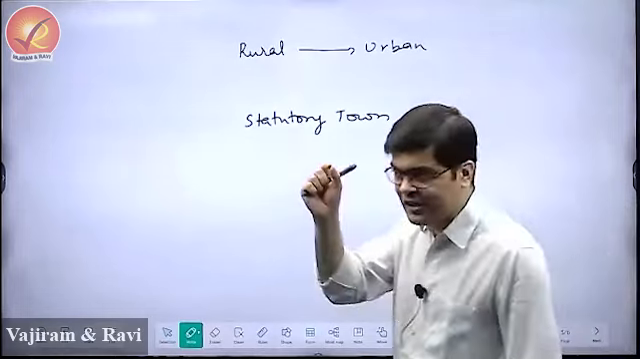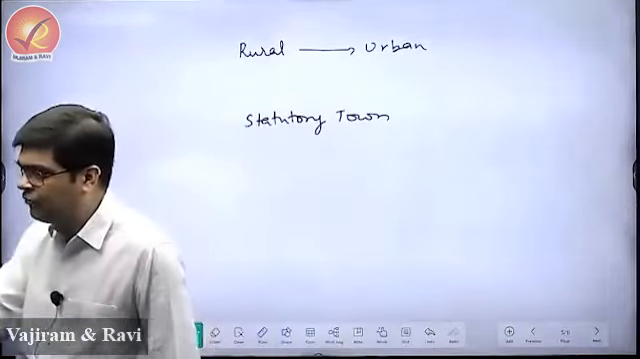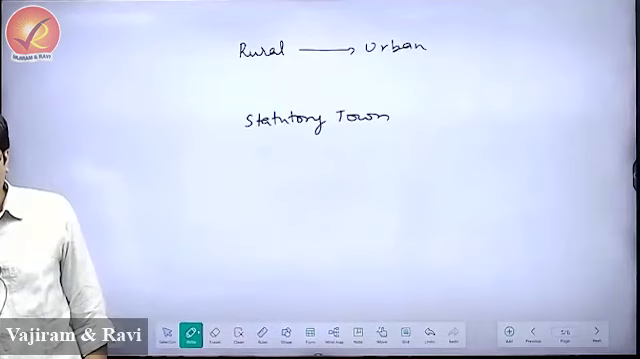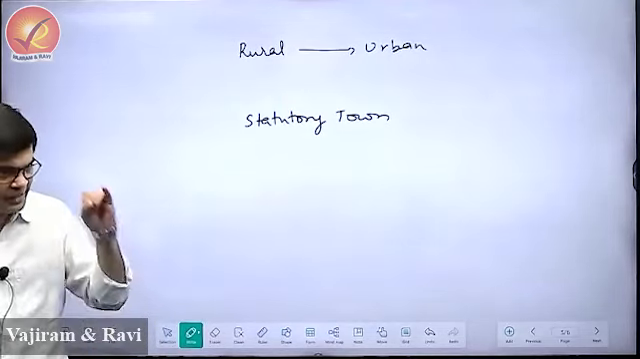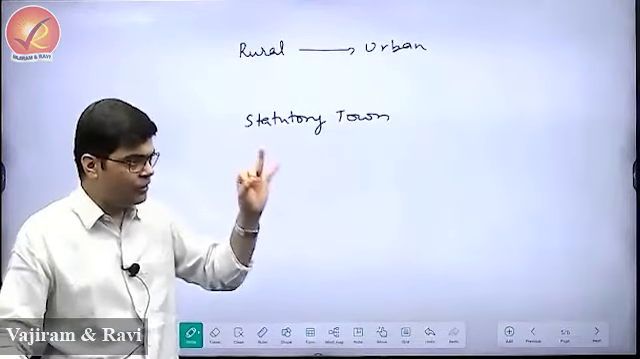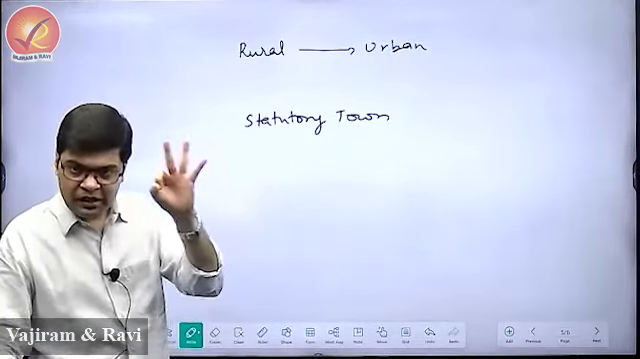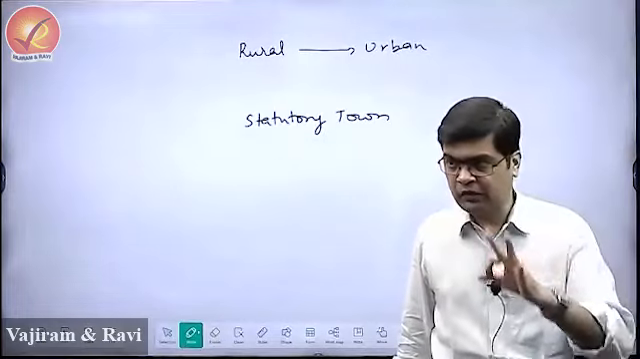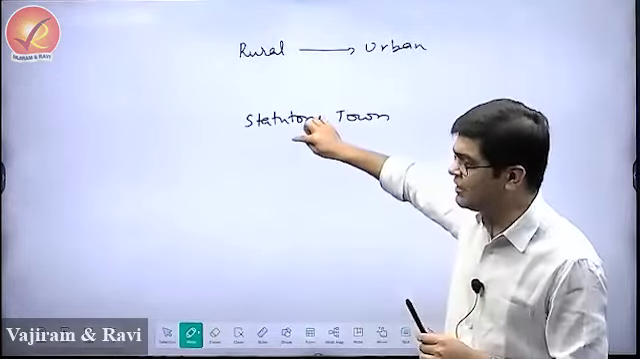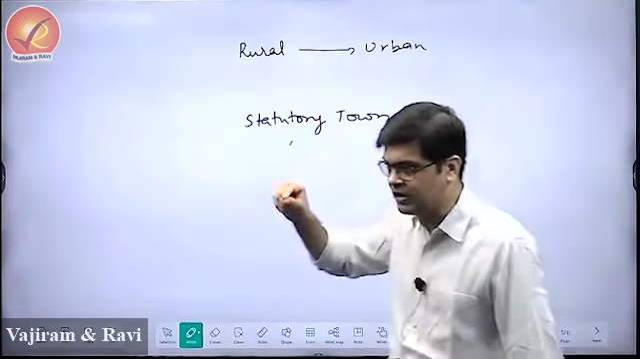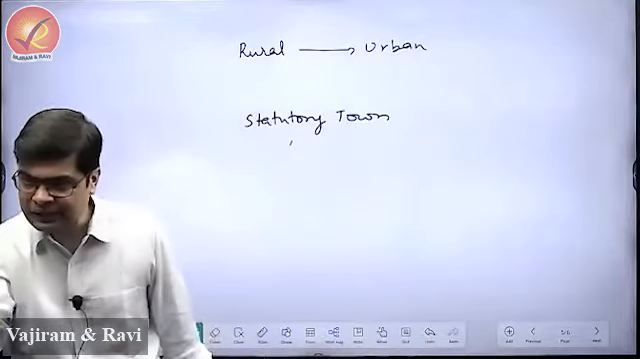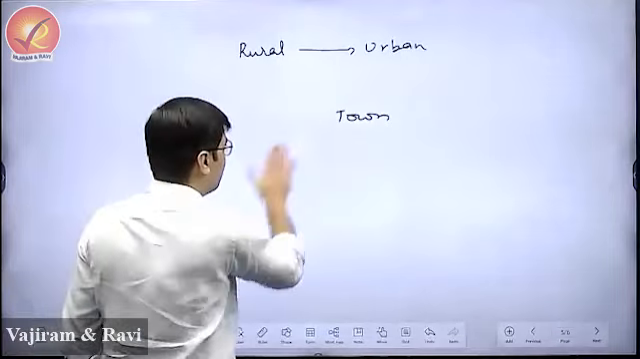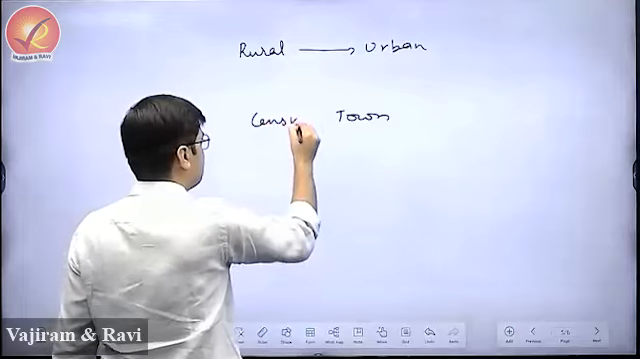Basically, if there is any area wherein we have a municipal authority, or a town area committee, or a cantonment board, irrespective of the occupation of people, irrespective of the number of people, irrespective of the density of population, it will be categorized as a town. So any area wherein there is a municipal authority, cantonment board or a town area committee will be called a town. Okay. Second set of town is what we call census town.